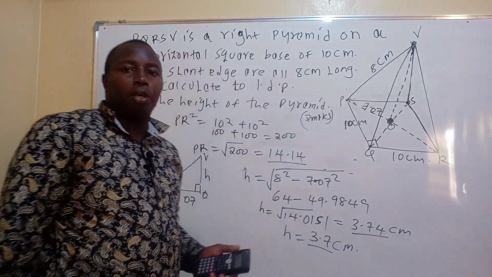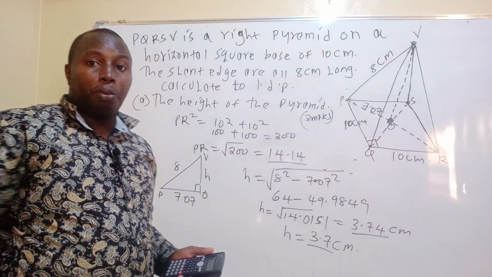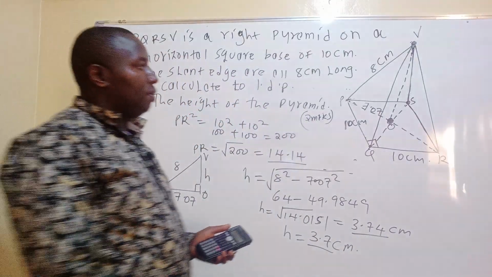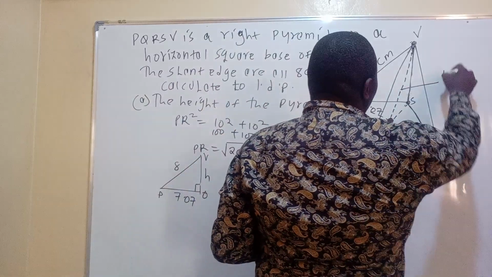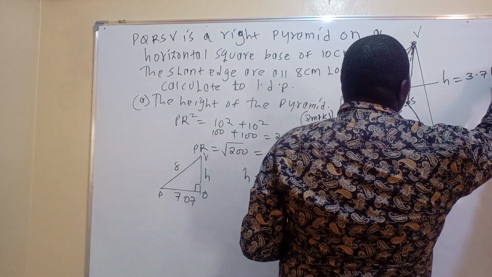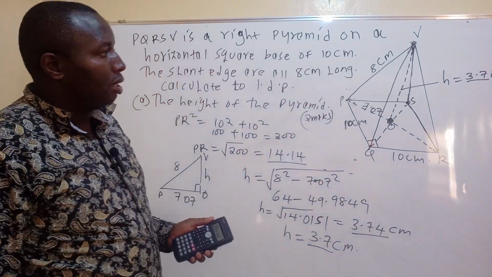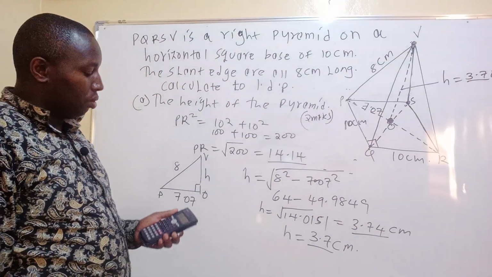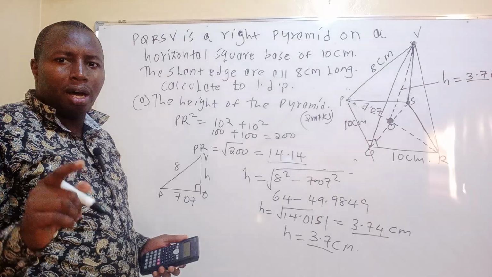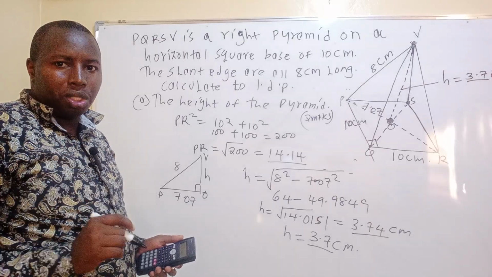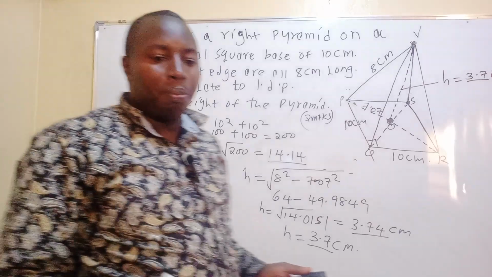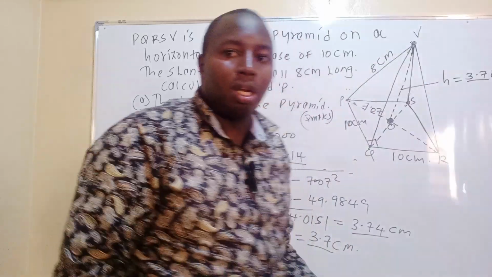So now we shall deal with 3.7 as the height. The height of this pyramid is 3.7 centimeters. That is what you're going to deal with. So that is part A of the question: find the height of the pyramid. Now we go to question number 2.